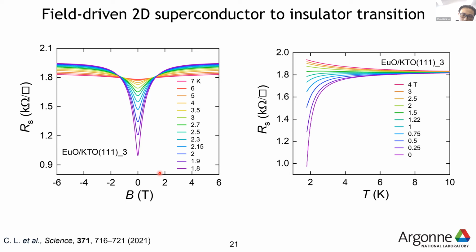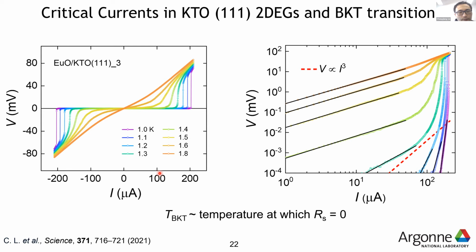So we also characterized the critical current behavior. From this measurement, we can also determine whether there is a BKT transition, because a BKT transition should be expected for a 2D superconductor. So in this measurement, we measured voltage versus current at different temperatures. As we gradually increase the temperature, the slope for V versus I decreases, and the red line corresponds to the I cubed dependence of the voltage, which is the transition point for the BKT transition. From this measurement, we found that T_BKT is very close to the temperature where the resistance of the system becomes zero.